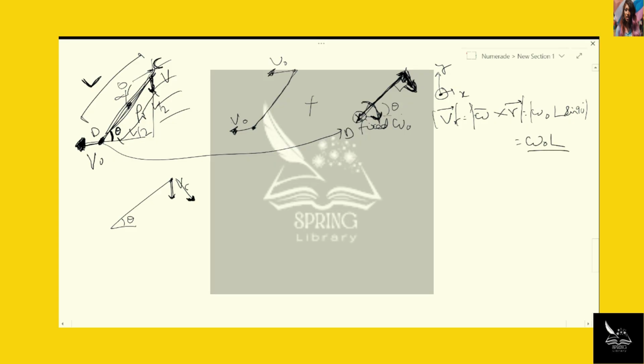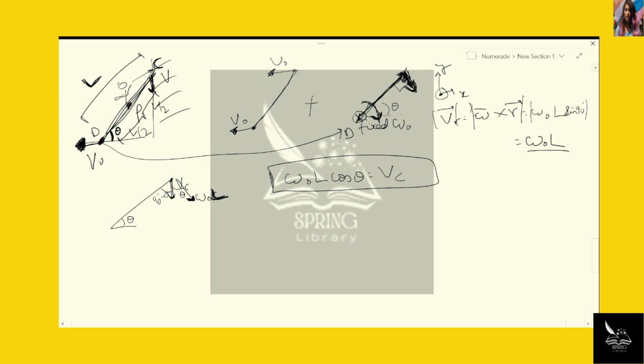Okay. So this is omega naught L, this is theta, and we know that this VC must come from omega naught L. So if this is theta, this is 90 degrees minus theta. So this will be theta. So omega naught L cosine of theta should be equal to VC. This is one equation.